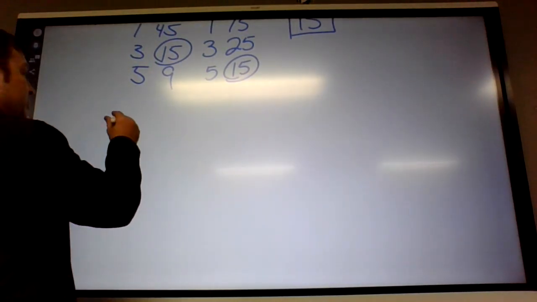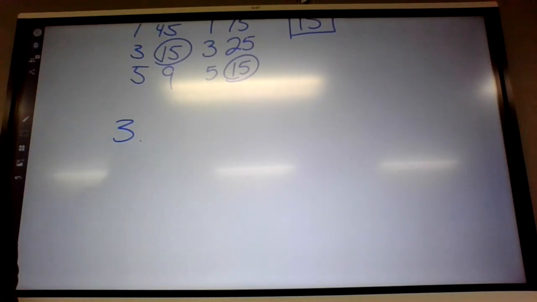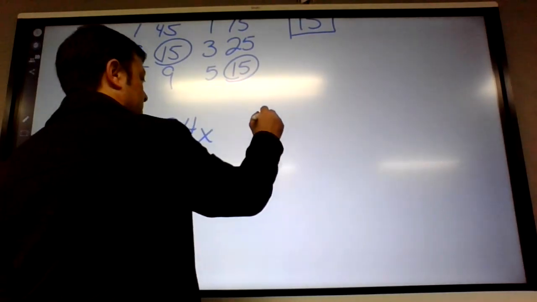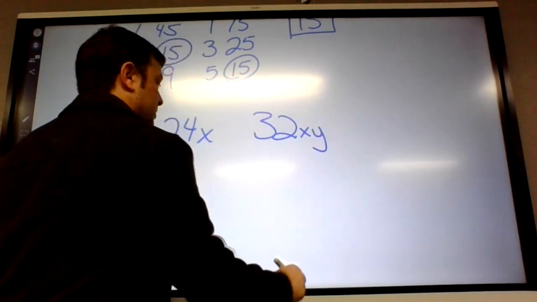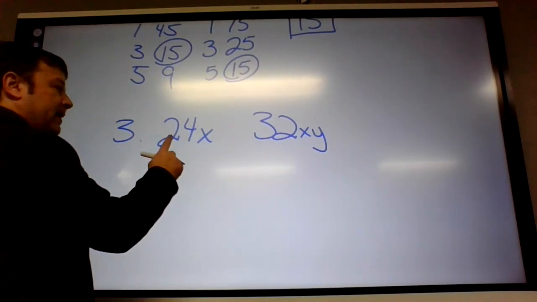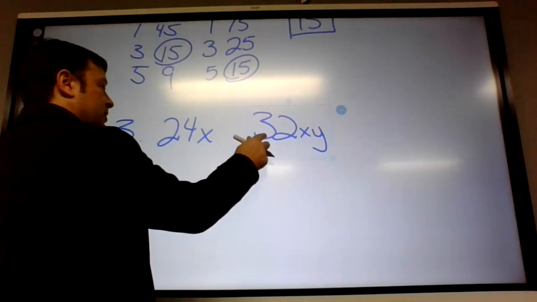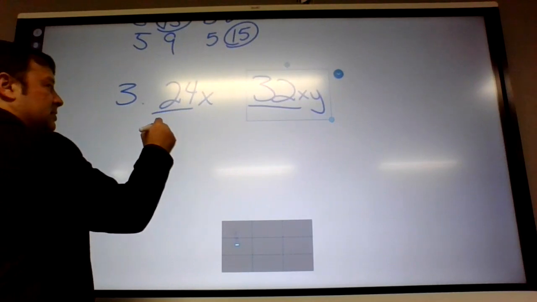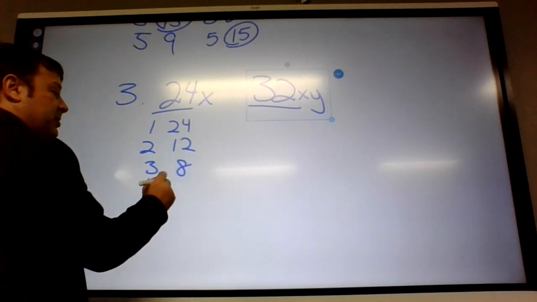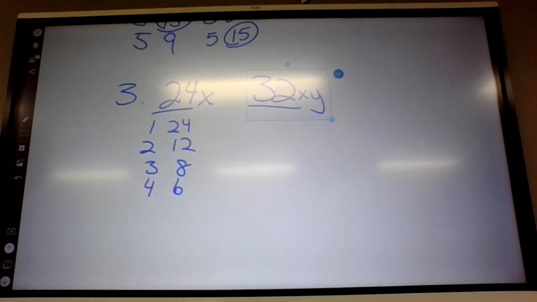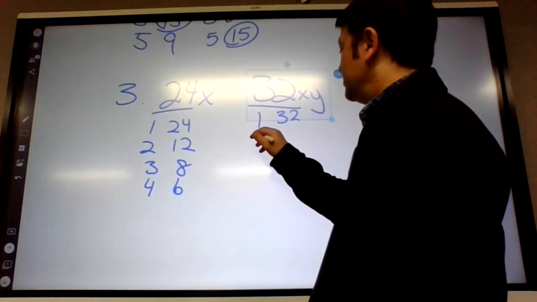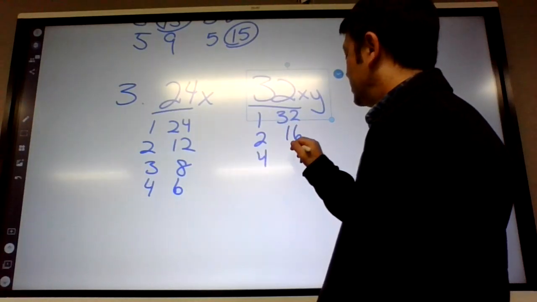Okay. Number 3, 24x and 32xy. For the number part, we're going to do what we did last time. What goes into 24 and 32? A lot of stuff goes into 24. I kind of suspect that's why they made that many hours in the day. 32 has a few.